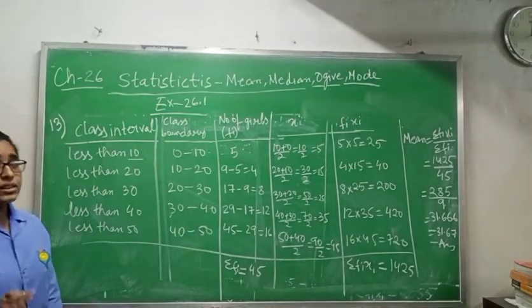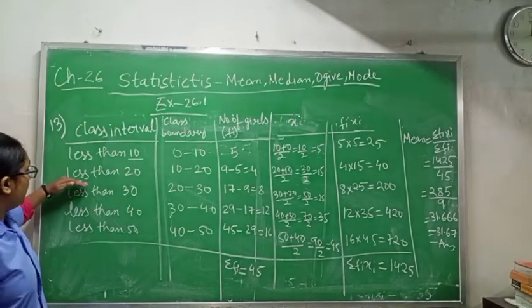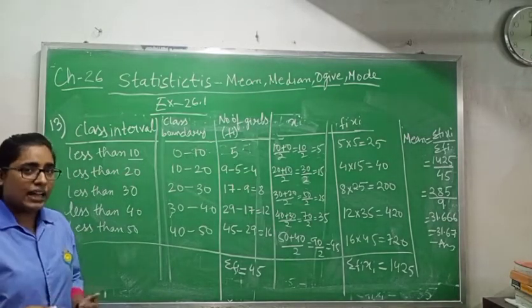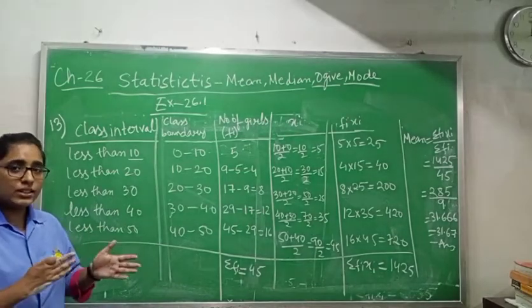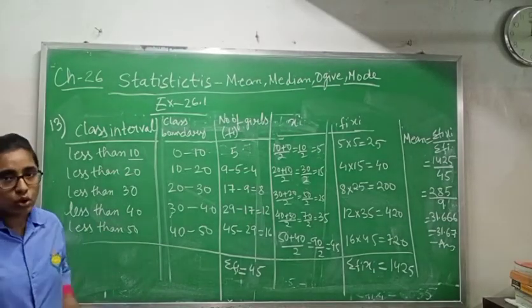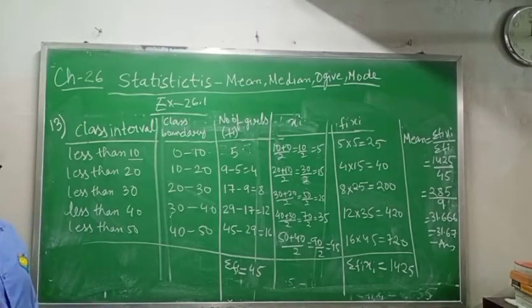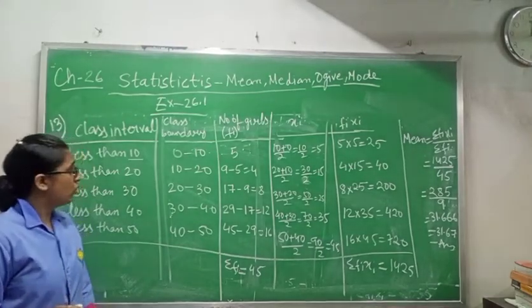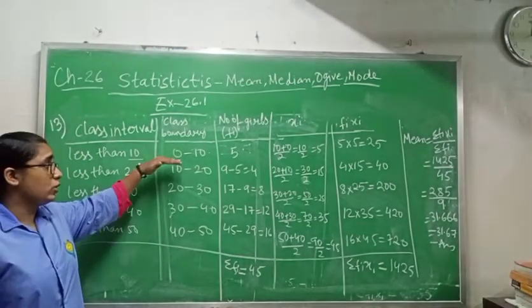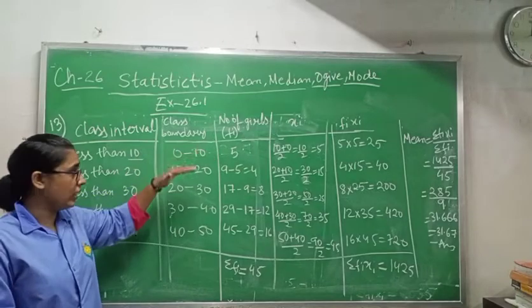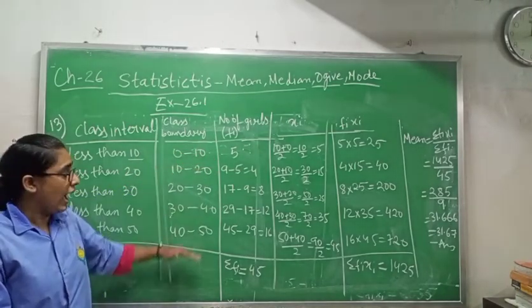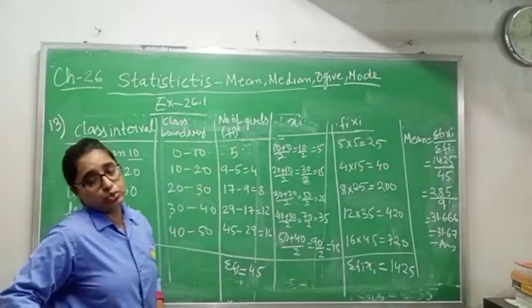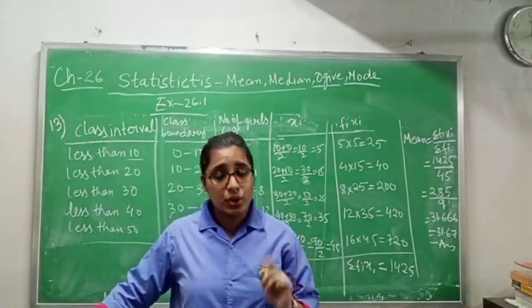Okay. But class 10, less than 20 means it can be 9, 8, 7, 6, 5, 4. Why? Because less than 20 means it can be 0 also, because 0 is also less than 20. So when you are making class boundary, starting from 0 and ending with 10, then again starting with 10 and ending with 20, at that time you have to change the frequency. How will you change the frequency?